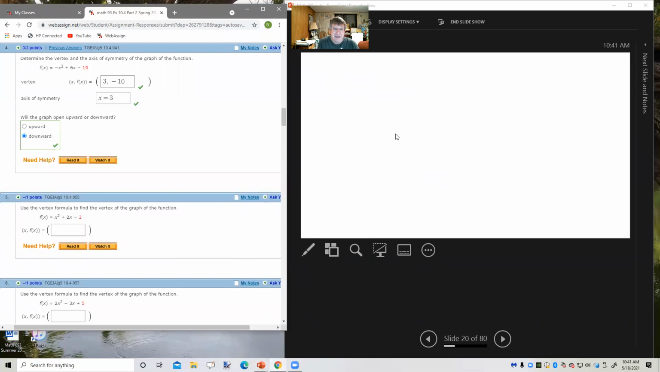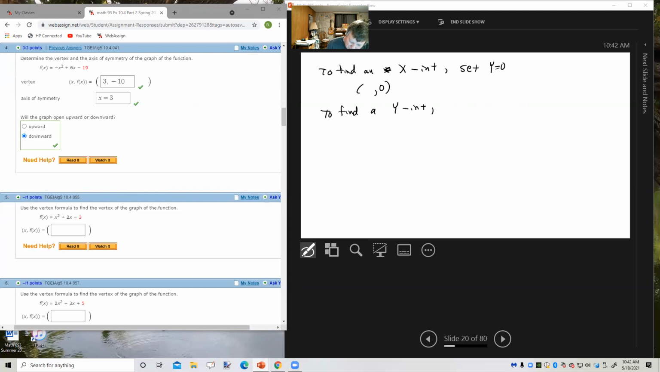How do you find an x-intercept? Whether you're graphing a linear equation or a quadratic equation or whatever other equation, to find an x-intercept, set y equal to 0. So basically you're going to complete that ordered pair. To find a y-intercept, set x equal to 0. So to find x-intercepts, set y to 0. To find y-intercepts, set x equal to 0.